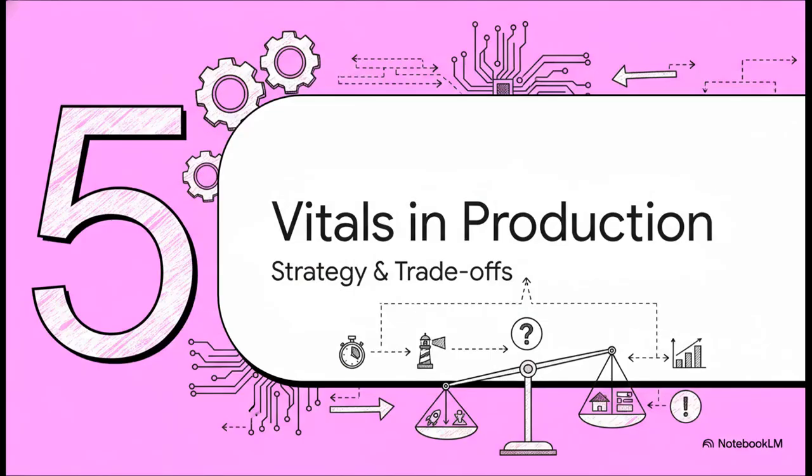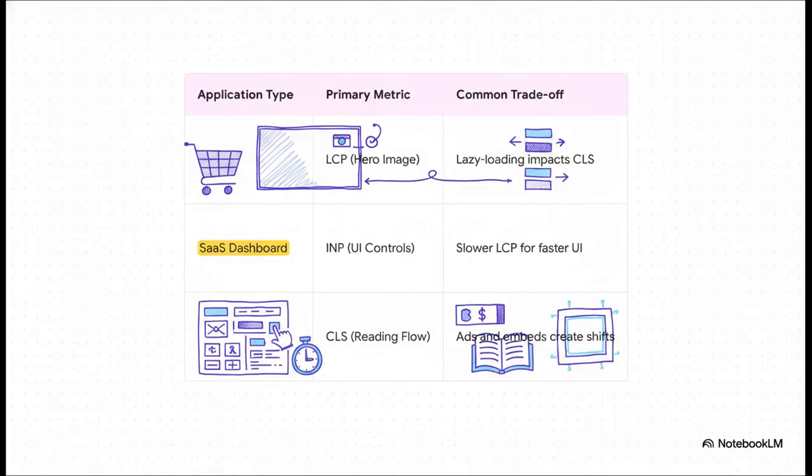Okay, we've dissected the vitals, we know the tactics, but tactics without a strategy is just noise. In the real world, you can't optimize everything all at once. You have to make conscious, informed decisions. So let's talk strategy. Your primary vital, your hero metric, depends completely on what your application's purpose is. For an e-commerce page, that product hero image is everything, so LCP is king. For a complex SaaS dashboard, you need instant UI responsiveness, so you obsess over INP, even if it means a slightly slower initial load. And for a blog, a stable, uninterrupted reading experience is sacred, making CLS your absolute top concern. You have to know your context.